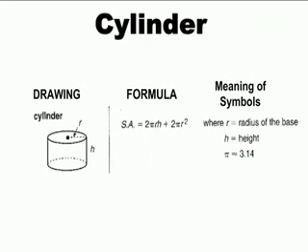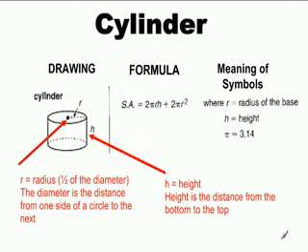For a cylinder, remember a cylinder is a round shape. This is the shape of a cylinder. The radius is right here, and the radius is half the diameter, remember, and the height is going to be right here. So the formula is 2 pi rh plus 2 pi r squared, where pi, again, is 3.14, h is the height, and the radius is r.